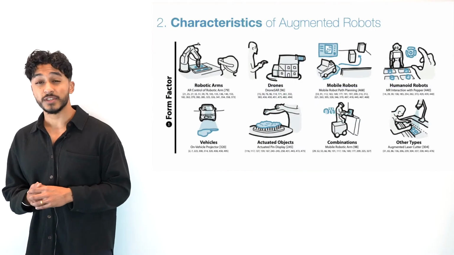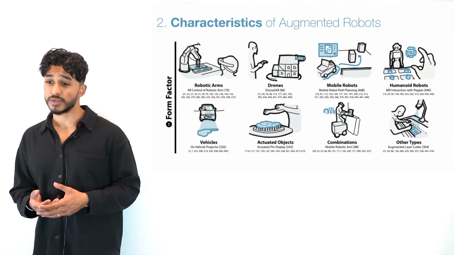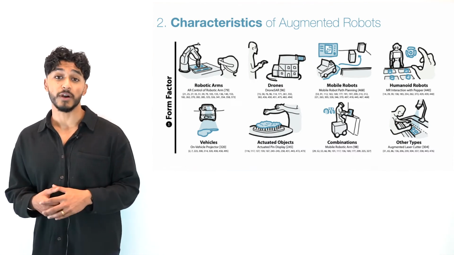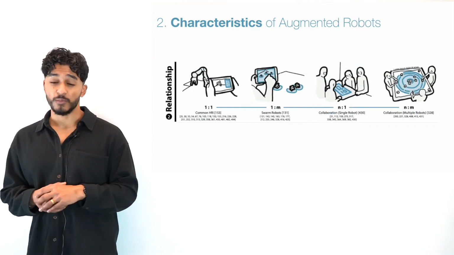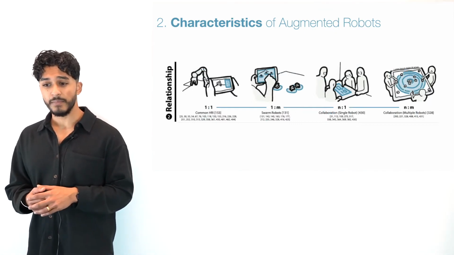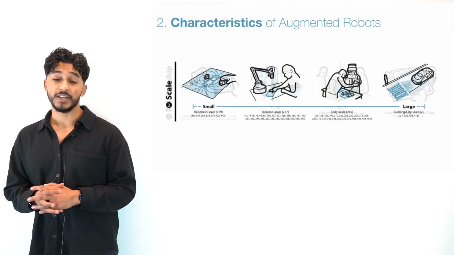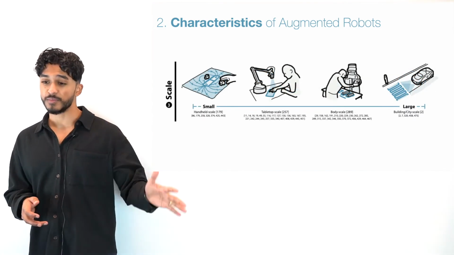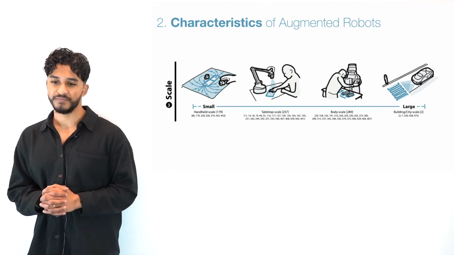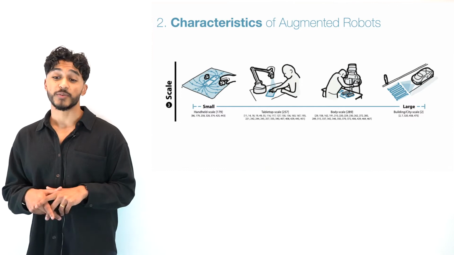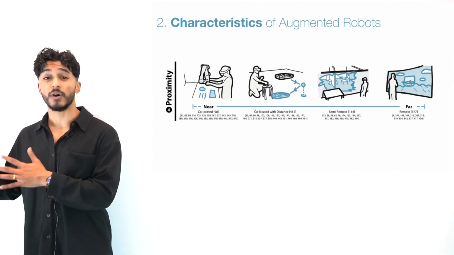In terms of characteristics of augmented robots, we had multiple form factors. We had robotic arms, drones, mobile robots, vehicles, to name a few. In terms of relationship, we had 1-to-1, 1-to-m, n-to-1, and n-to-m. In terms of scale, we had starting from small all the way up to large. In terms of proximity, we had near proximity, anything in between, and then also far proximity.